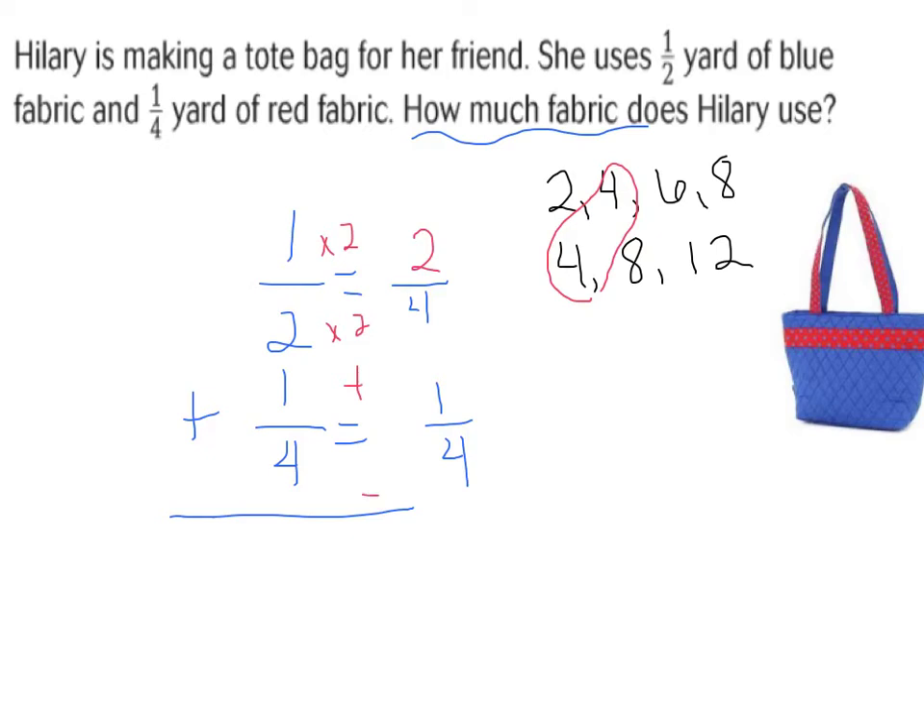Now I can add because I have 4 as my denominator, and they're the same, so I can add my fractions. 2/4 plus 1/4 is 3/4. So she needs 3/4, or she will use 3/4 yards of fabric.